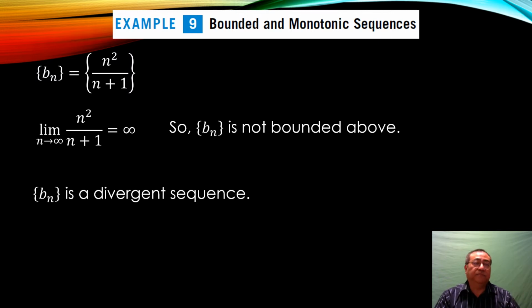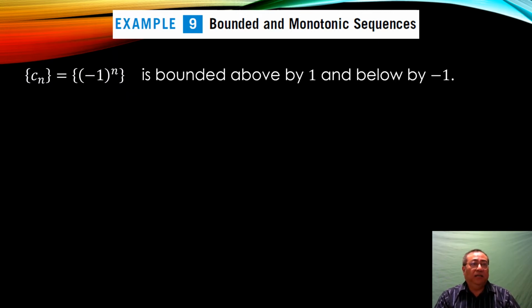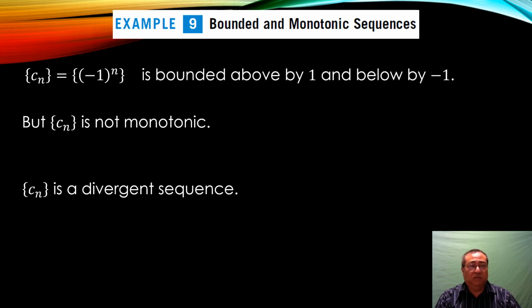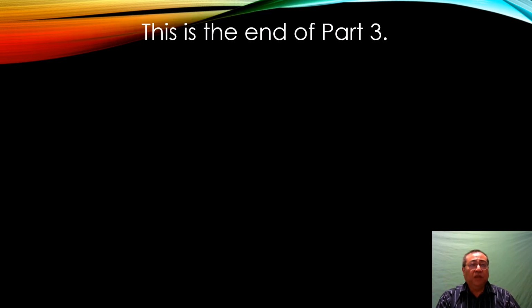It's not bounded above. All right, this is bounded above by 1 and bounded below by negative 1. Right, so it's going to be negative 1, then positive 1, negative 1, positive 1, negative 1, positive 1. It's not monotonic, so it's divergent. Right, it's bounded, but it's not monotonic because it goes back and forth. So it's a divergent sequence. And that's the end of part 3. There is no part 4.